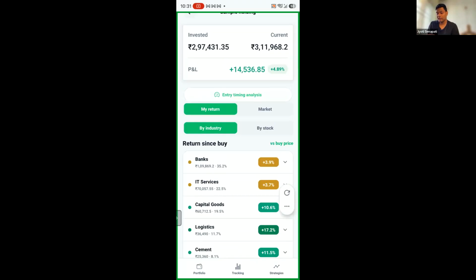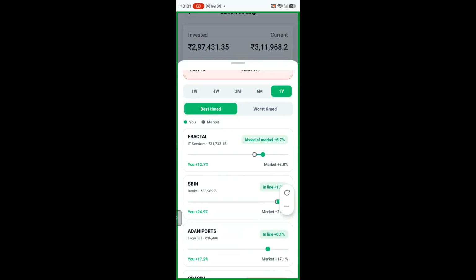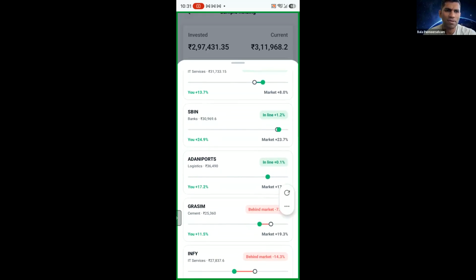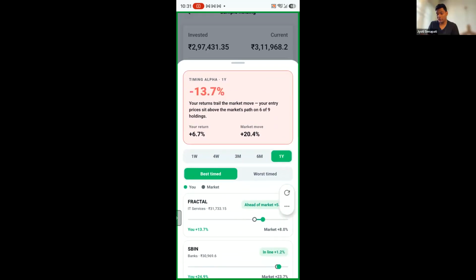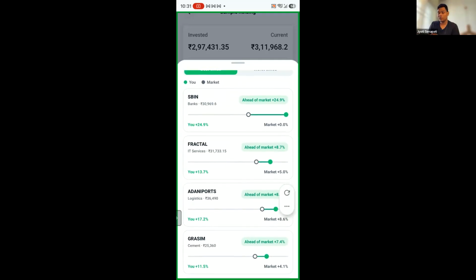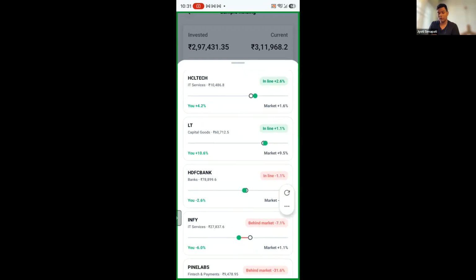Then timing analysis, what we discussed. When you got into this particular stock, it tells you whether you are ahead of the market in terms of absolute return, or on par with the market. So it gives a sense of how we are faring against the average market.